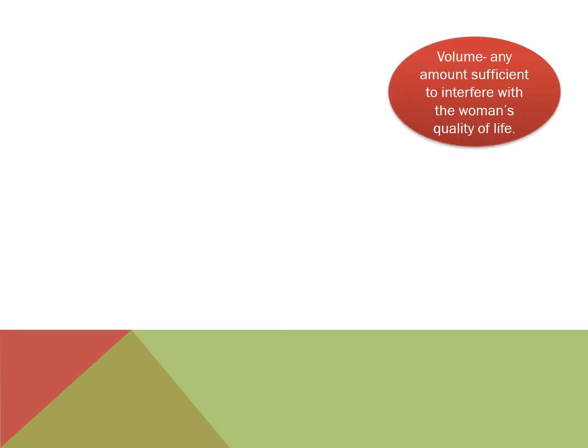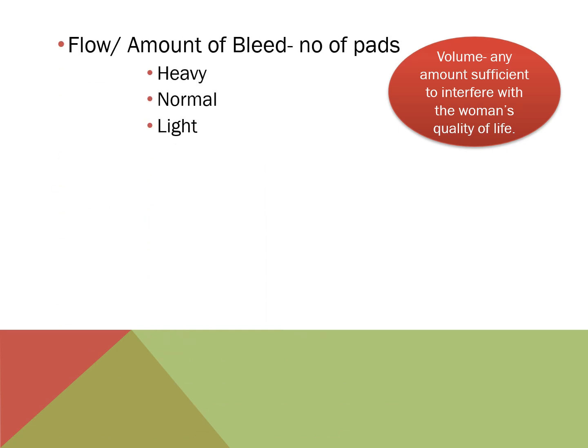Amount of blood loss. See, any amount of blood loss that is sufficient to interfere with women's quality of life is considered as a heavy flow, right? But we can consider it as heavy, normal, or light as per the FIGO.